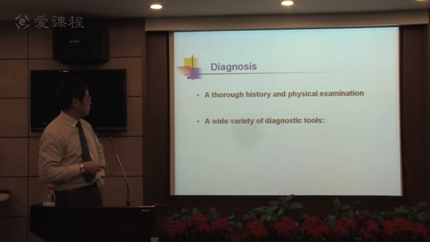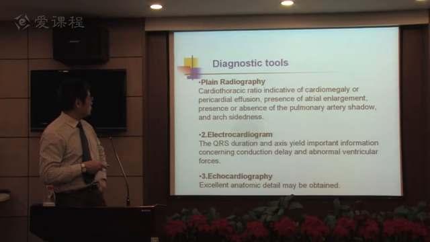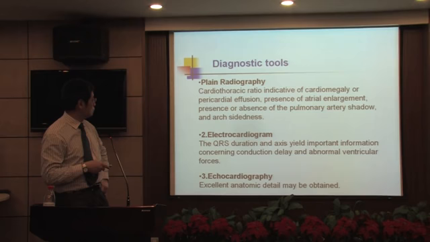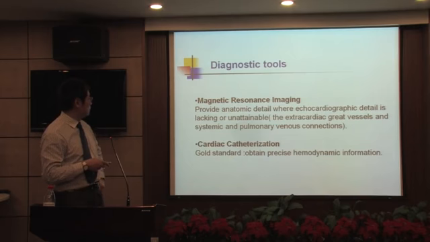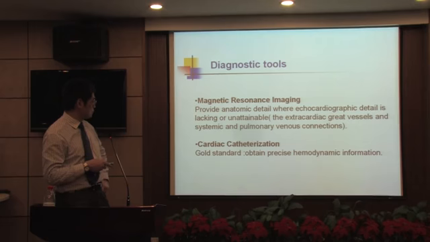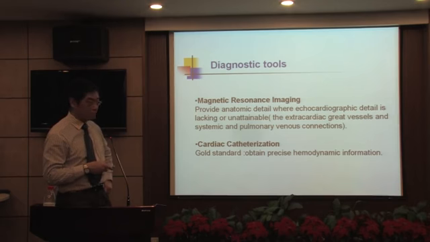Diagnosis depends on the history and the clinical examination, and also we need a variety of tools. The tools include chest radiography, electrocardiogram, and echo. The excellent anatomy detail may be obtained by echo, so this is a very important tool for us. And also we need magnetic resonance imaging and cardiac catheterization, which is the gold standard to obtain precise and dynamic information.